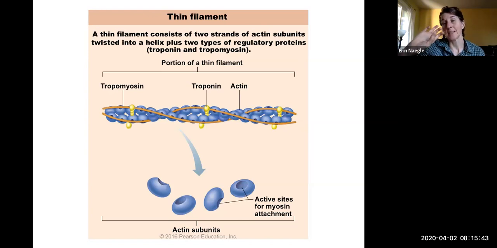Well, what activates troponin? Nice job. Calcium, right? Calcium is going to bind to the troponin, and that binding of calcium to the troponin causes the troponin to roll the tropomyosin out of the way, and then the active sites of actin are activated, and myosin can act. It can pull the actin closer to the M line.